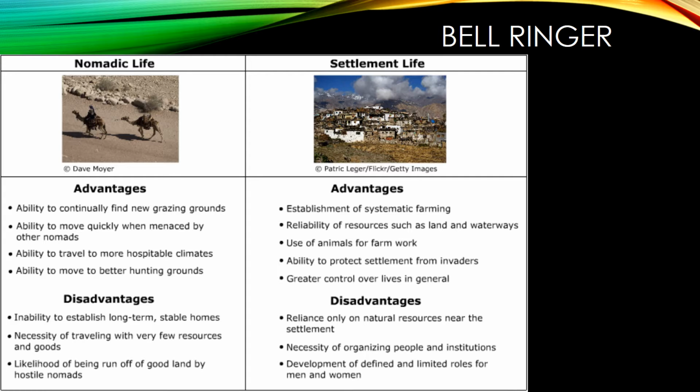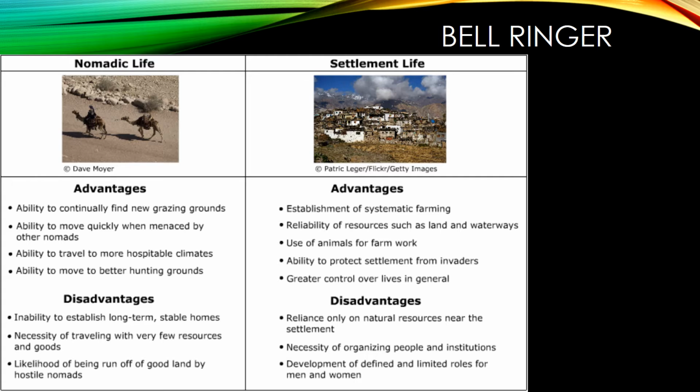The ability to protect settlement from invaders. They built walls around their settlements. I have to go back one to the use of animals for farm work. They were domesticating animals under settlement life. And greater control over lives in general. You weren't subject to where the food sources were. You weren't subject to where water was or other nomads running you off of your land. You had greater control of your life.